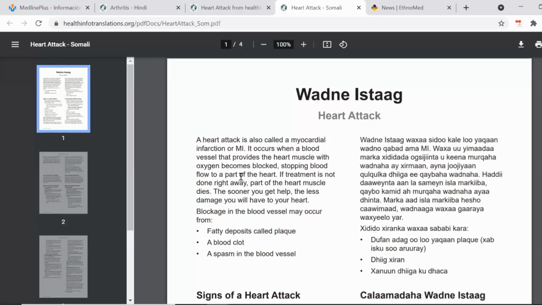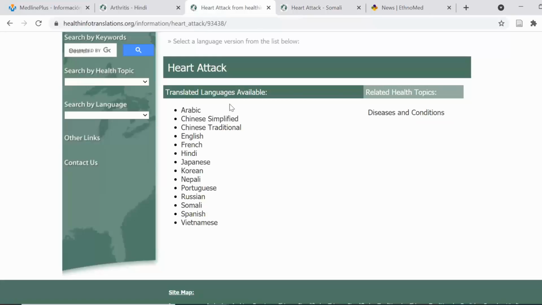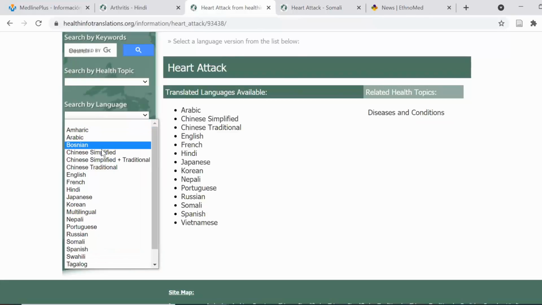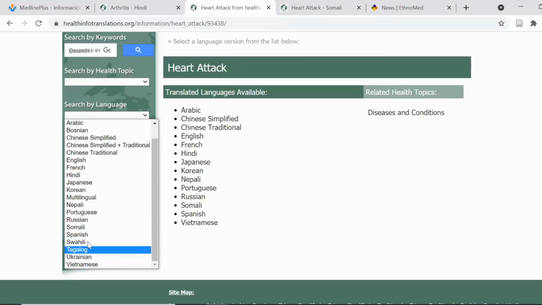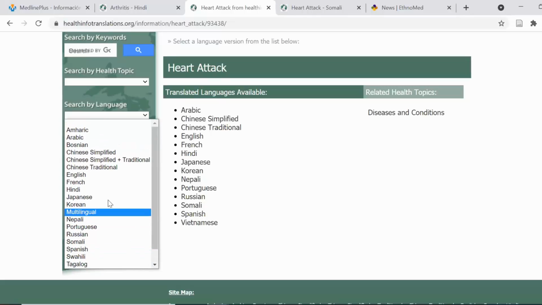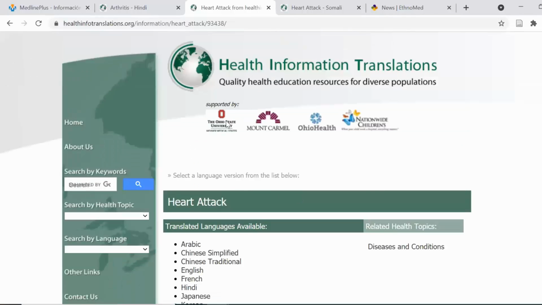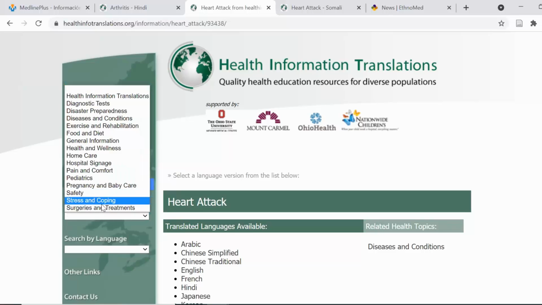You can immediately see that direct translation here in English. You can also search by language, so you can immediately see there's a whole host of different languages offered here. Some of them overlap with MedlinePlus, but there are a few differences that you probably will see, and different materials also offered as well. So it's a really great resource in that case. And you can even search by keywords, but honestly, searching by language or searching by health topic will probably be the easiest.